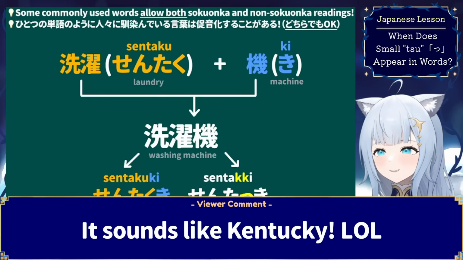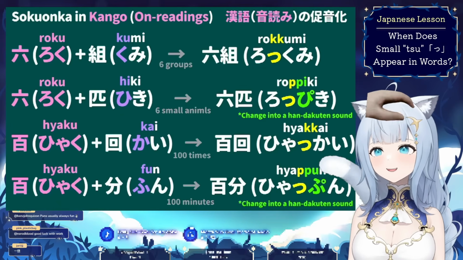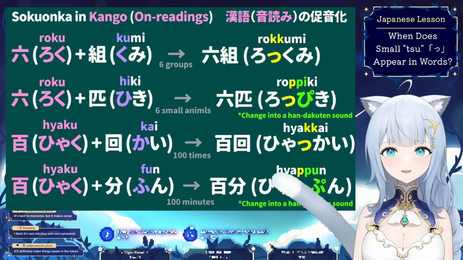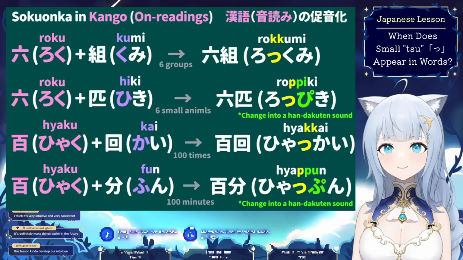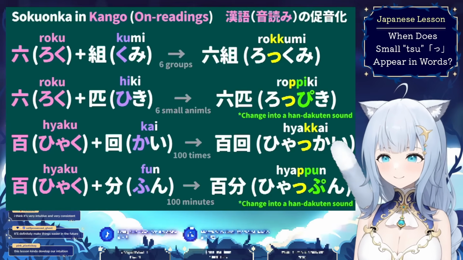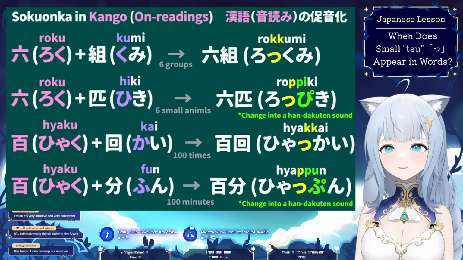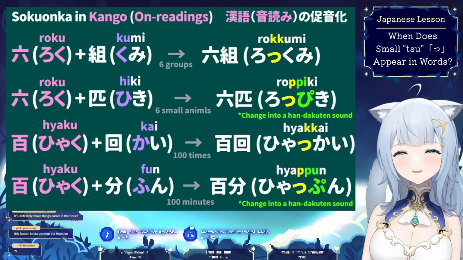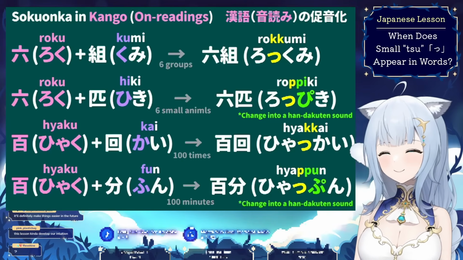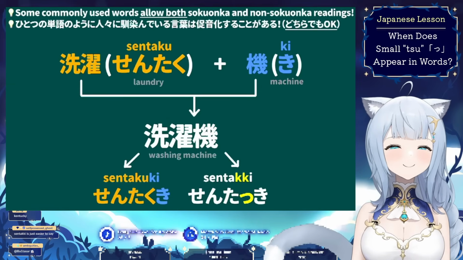It sounds like Kentucky. I know it's a bit complicated. If you encounter small tsu for the first time, you'd be like, what is this? Why is there a small tsu? Where did small tsu come from? Actually, this is sokuonka. So I hope it helps your Japanese learning. Wow, guys, good job.